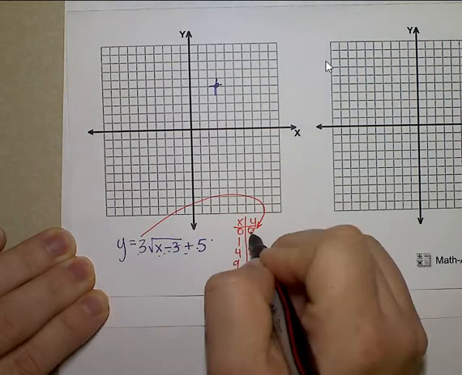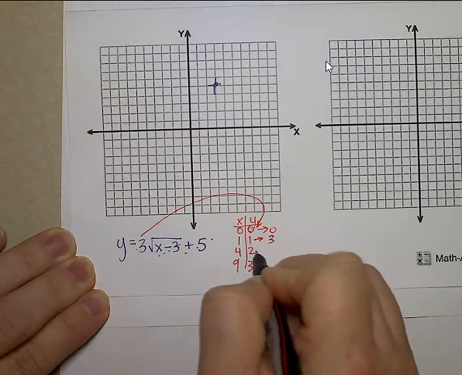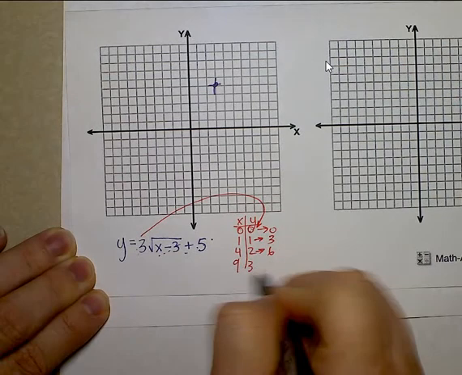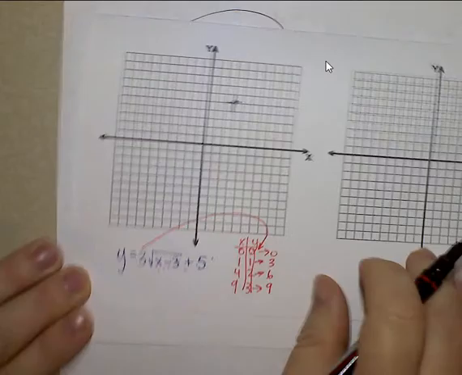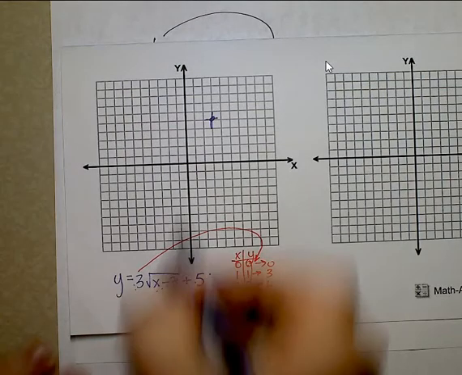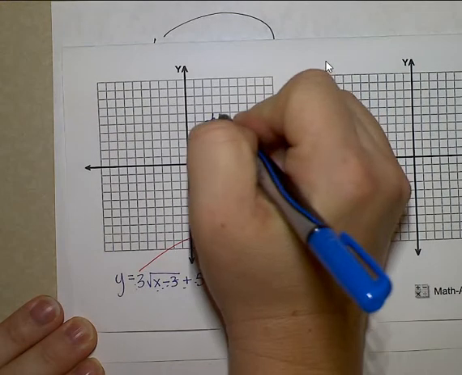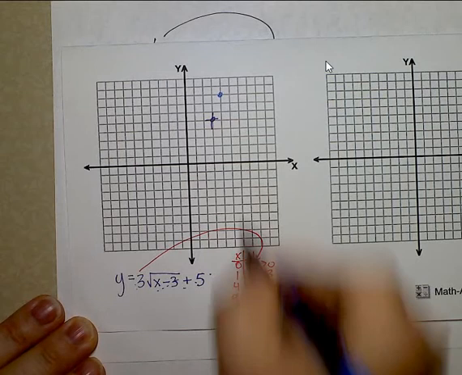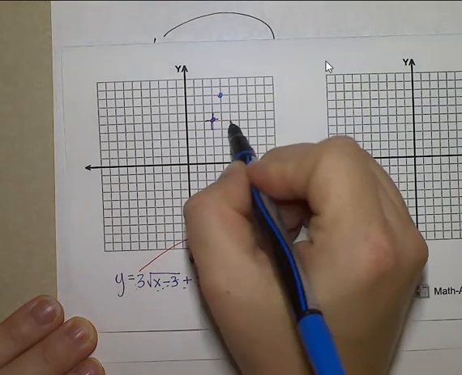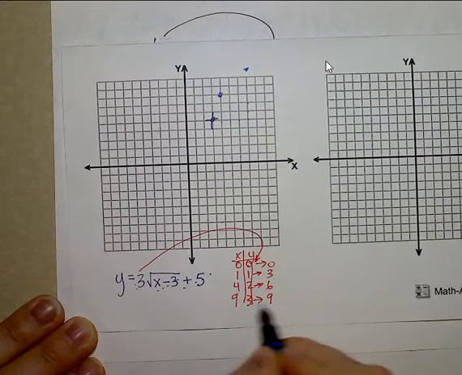0 times 3 is 0. 1 times 3 is 3. 3 times 2 is 6. 3 times 3 is 9. Okay, here we go. So I already have my new origin, 0, 0. Now I'm going to go over 1 and up 3. And over 4 and up 6. And over 9 and up 9.